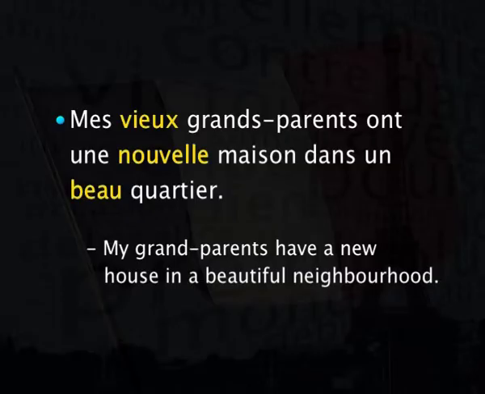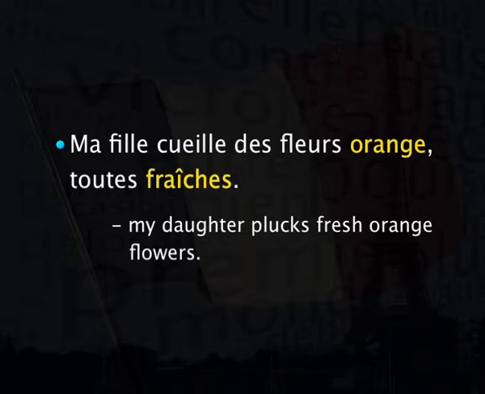Now let's look at a few sentences. Mes vieux grands-parents ont une nouvelle maison dans un beau quartier. My grandparents have a new house in a beautiful neighborhood. Ma fille cueille des fleurs oranges toutes fraîches. My daughter plucks fresh orange flowers.